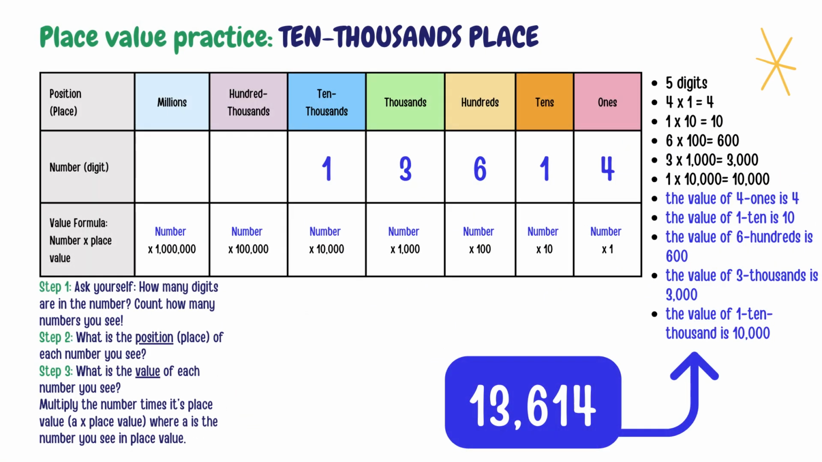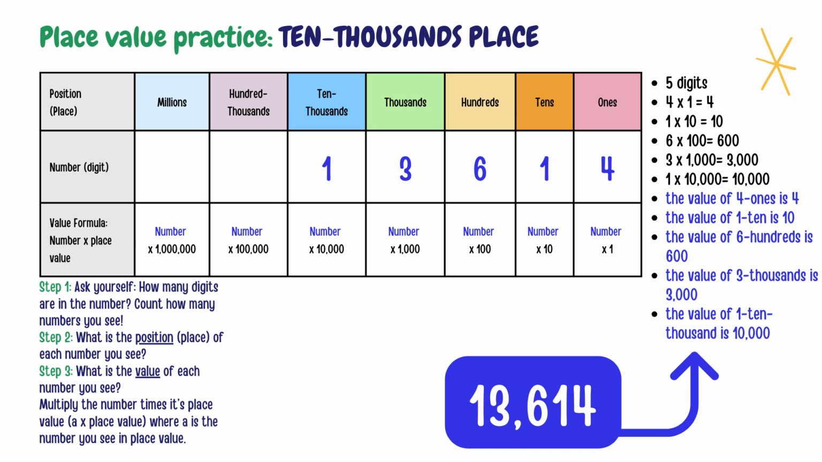For our next place value practice, we are now in the 10,000s place. For our number here, we have the number 13,614. Using our steps, step 1, ask yourselves how many digits are in the number. We can see we have 5 digits, the numbers 1, 3, 6, 1, and 4. Step 2, what is the position or place of each number you see?